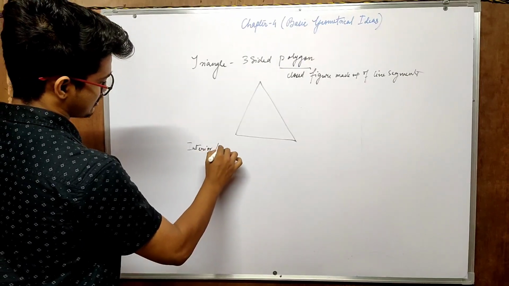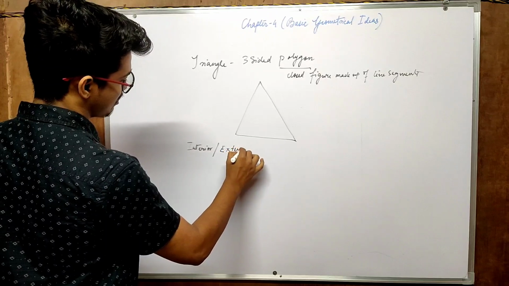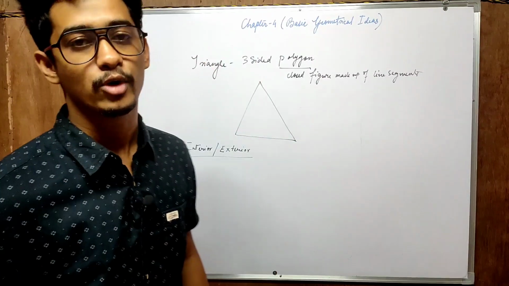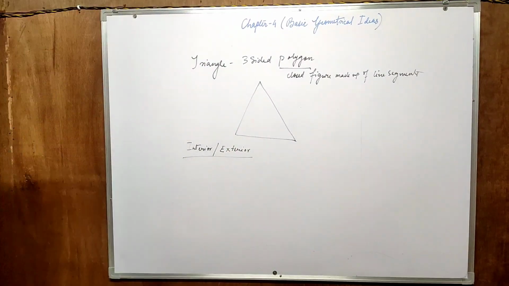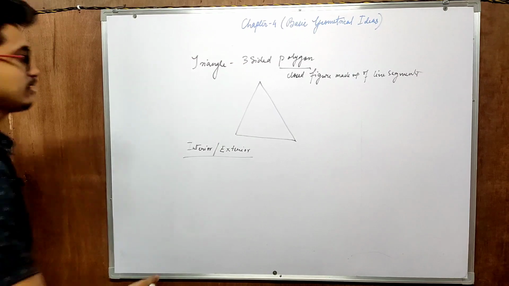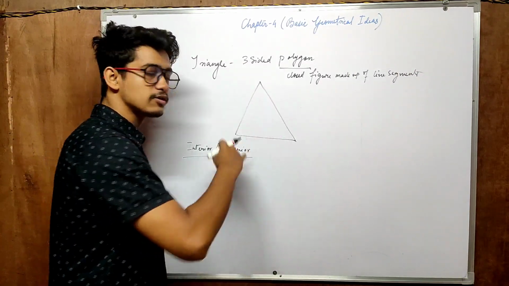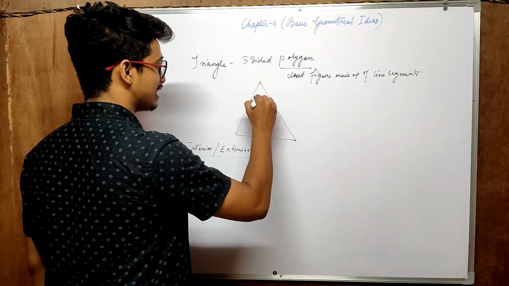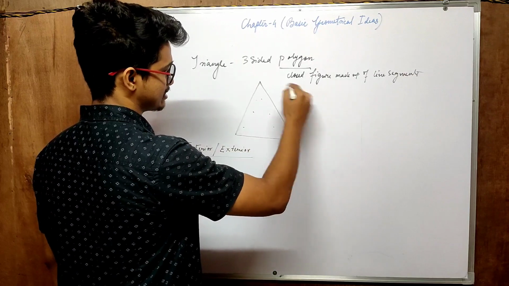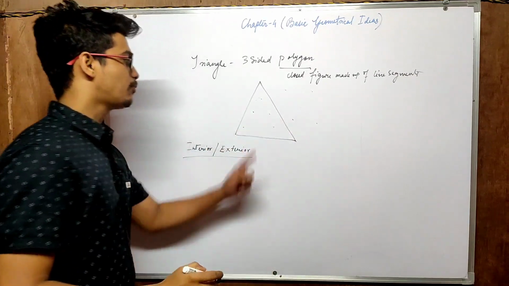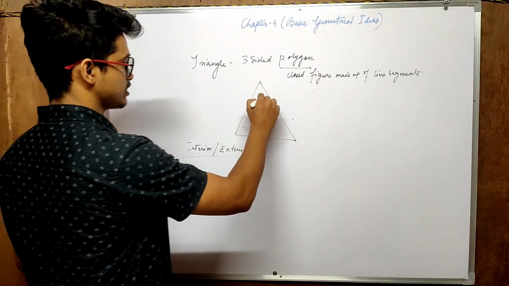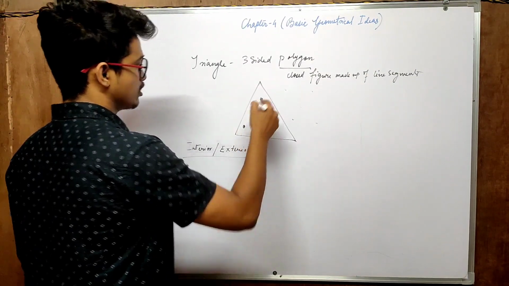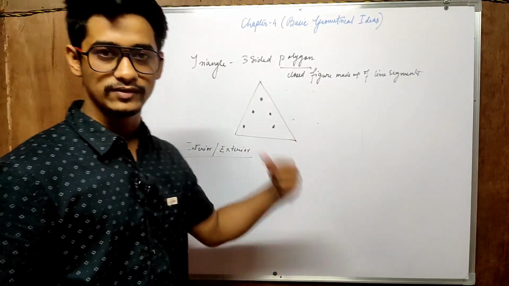So what do you mean by interior and exterior? These are called interior points and exterior points. What do you mean by them? These are the points which are there on the surface of the triangle. What do you mean by the surface of the triangle? Whether it is in the inner surface or in the outer surface. The points which are in the inner surface, for example this point, this point, are the interior of this particular surface.